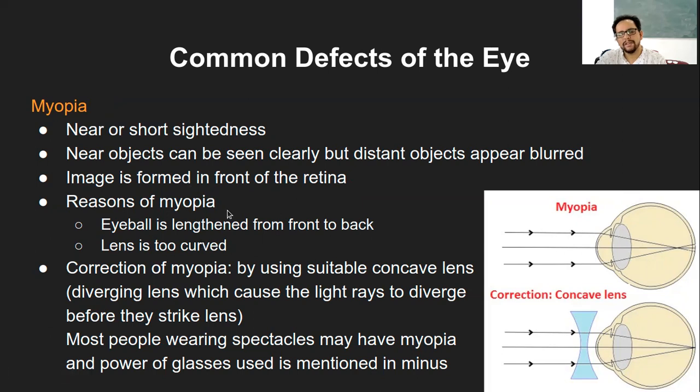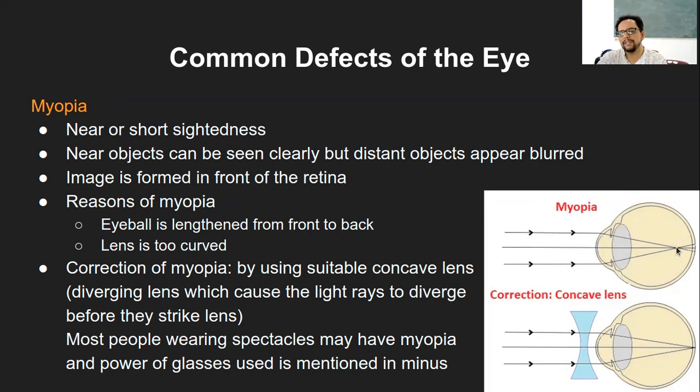And what are the reasons for this myopia? The eyeball is lengthened from front to back and the lens is too curved. That means it is a stout lens, or fatter lens, you can say, or thicker lens. So when this lens is too thick, the light converges much before the retina.